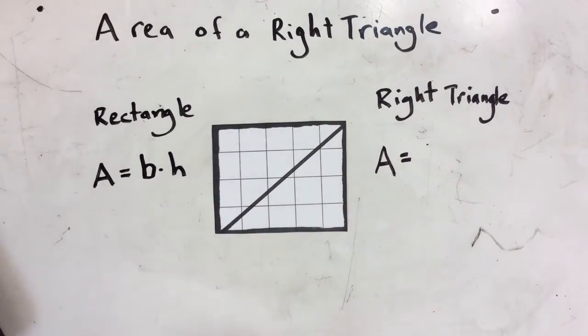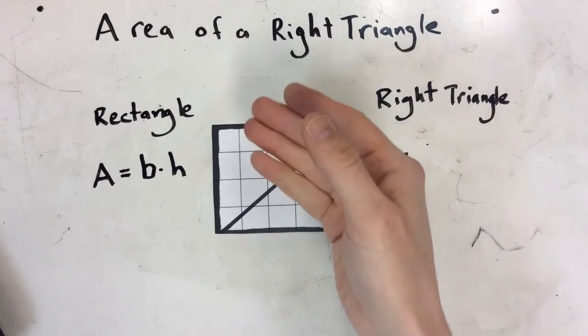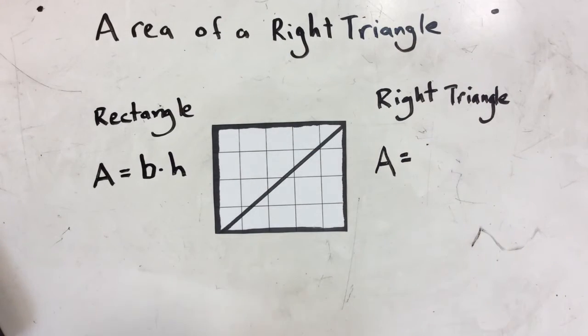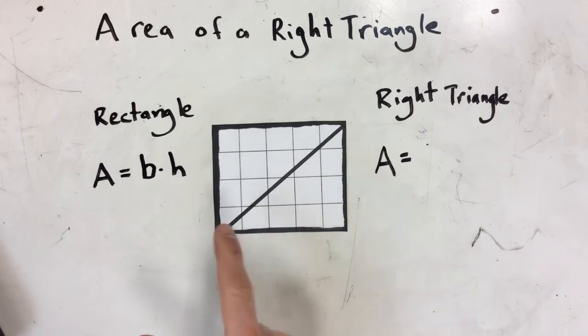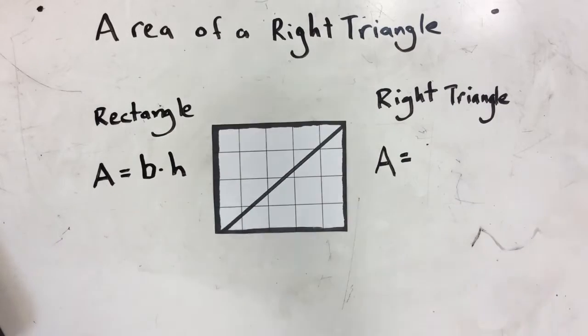Today, we're going to learn how to find the area of a right triangle. And remember, a right triangle is simply a triangle that has exactly one right angle. Now, we're going to use what we know about the area of rectangles to help us develop a formula for the area of a right triangle. And we're going to use this rectangle to start.